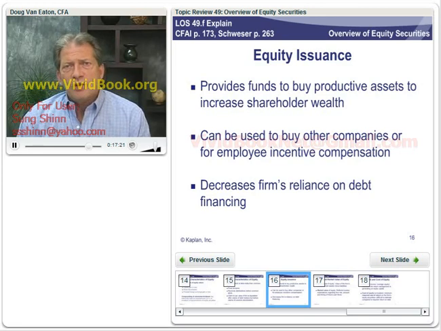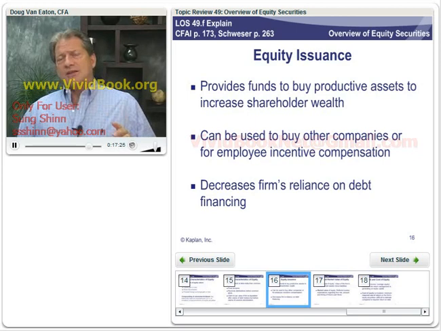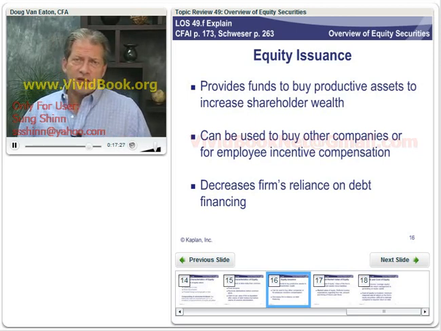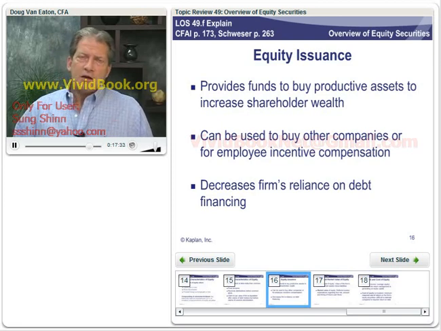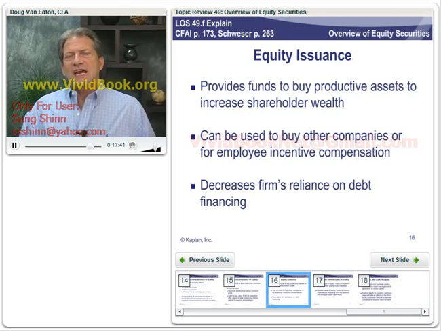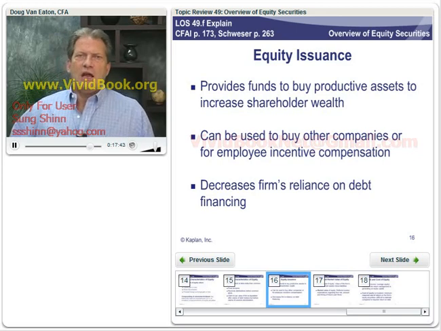And it decreases the firm's reliance on debt financing. Debt really has to be paid, right? The interest has to be paid, and the equity is just kind of along for the ride. But a company's capital structure, that is how it raises the money to finance its assets, can have different ratios of debt financing versus equity financing.